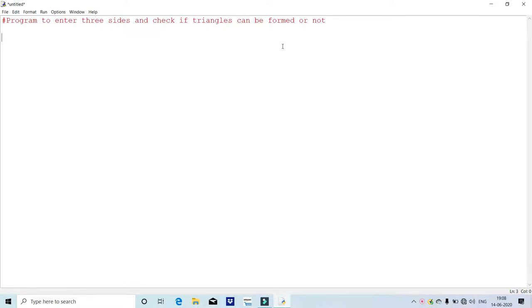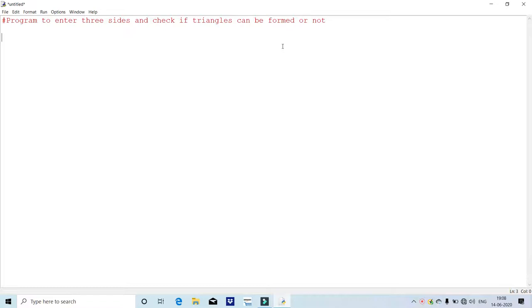In this program, we are going to enter 3 sides and check if triangles can be formed or not. So first of all, we need to know how a triangle is formed. Whenever we take 3 sides, the sum of the 2 sides should always be greater than the third side. Otherwise, the triangle is not formed.